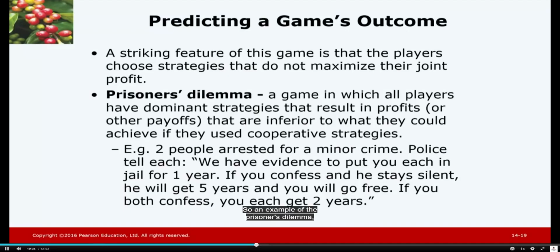So an example of the prisoner's dilemma, and why it's called this, is that two people are arrested for a minor crime. The police take them for questioning, and they say to each person separately, we have evidence to put each of you in prison for 1 year. If you confess and your partner in crime stays silent, he will get 5 years and you'll go free. If you both confess, you'll each get 2 years in prison.